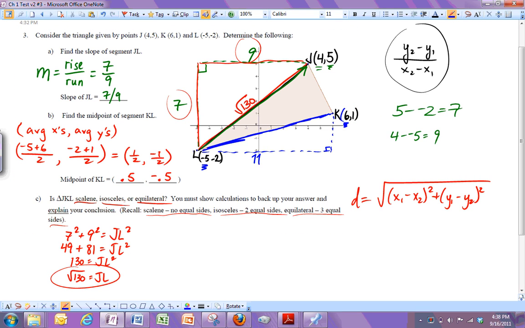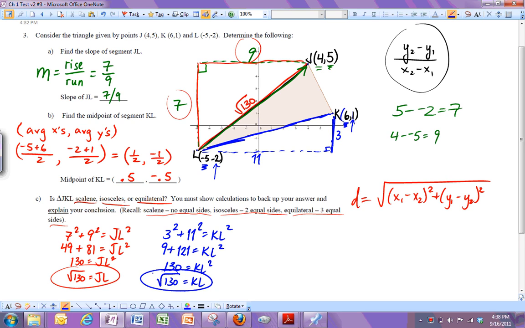Right here, I'm going up and down, and so only my y values change. So I'm going from -2 to 1. So big minus little, 1 minus -2 is 3. Now I can do the Pythag step. So I'll do that down here. 3 squared plus 11 squared equals KL squared. 3 squared is 9, 11 squared is 121, so that's 130 equals KL squared. And then you take the square root.